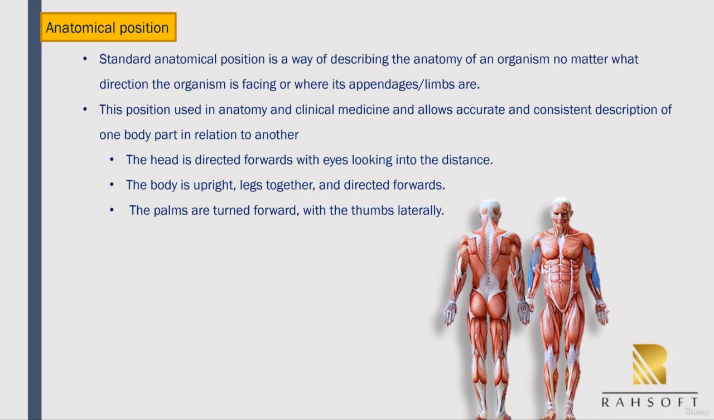So now let's talk a little bit about an anatomical position to help give you a better understanding on where to look. Standard anatomical position is a way of describing the anatomy of an organism, no matter what direction the organism is facing or where its appendages and limbs are. So therefore, you're able to describe things no matter which way the body is looking, by using different phrases, by comparing it to different locations within the body, and that helps a lot.